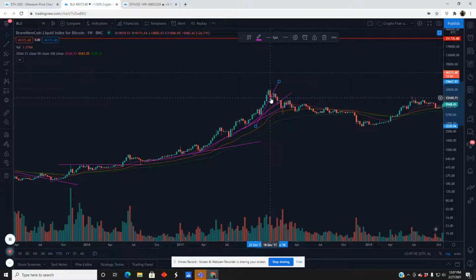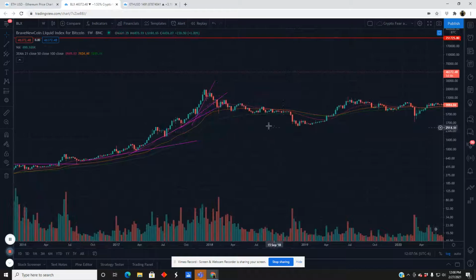And then we tested it, and then we closed below it. We came back up. It held as resistance, and then we just kept continuing down. But you can see all these trend lines were tagged, and then they were bought up, and then sold off. And then we start having an issue.